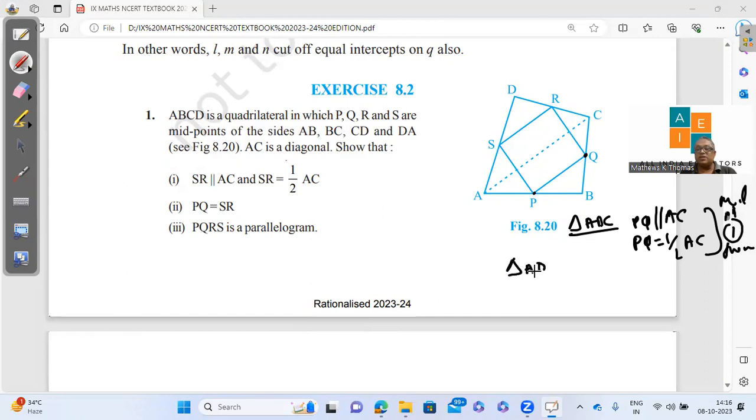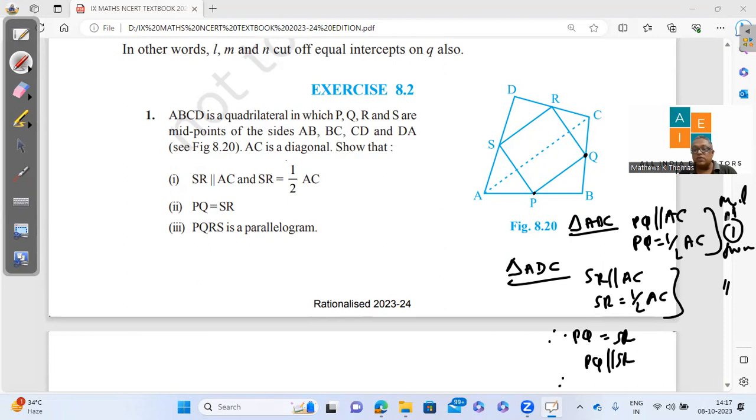In triangle ADC, similarly, I can say that SR will be parallel to AC and SR is half of AC. The line joining midpoints, SR, will be parallel to AC and SR is half of AC. Now, if you look at AC, that is common. So from here, I can say PQ is equal to SR. And we know that two lines parallel to the same line are parallel to each other. So PQ will be parallel and equal to SR. Therefore, we can say that PQRS is a parallelogram.